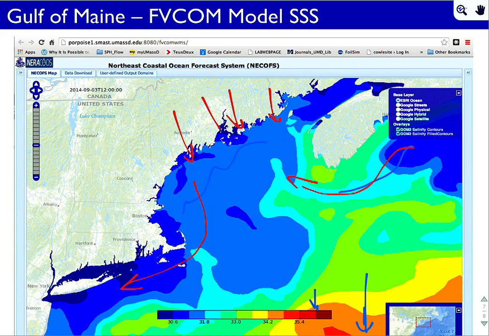So here the range, and this was the range I put in, is roughly 30 to 35. If you go up these rivers, you will eventually reach 0. But in this range comprises most of the water of the Gulf of Maine.